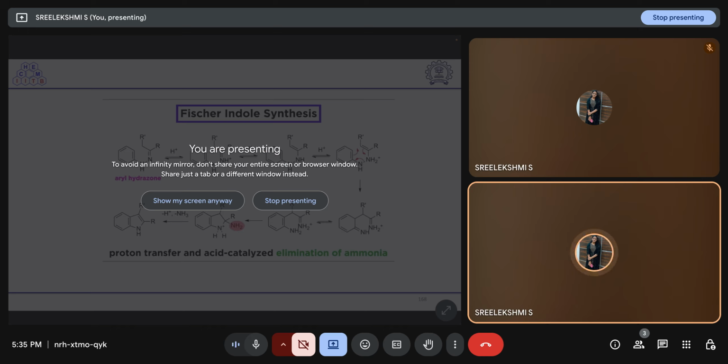Then again this nitrogen will get protonated, and this bond will come over here, this will shift over here, and this will come over here to form this intermediate. So this can exist in this form as well, this double bond NH. If it is aromatized, it will be NH2 with double bond here. Then this nitrogen lone pair will attack over this carbon center of this imine to form this intermediate. Then elimination of one NH3 and one H plus will give this indole derivative. So this is known as Fischer indole synthesis.